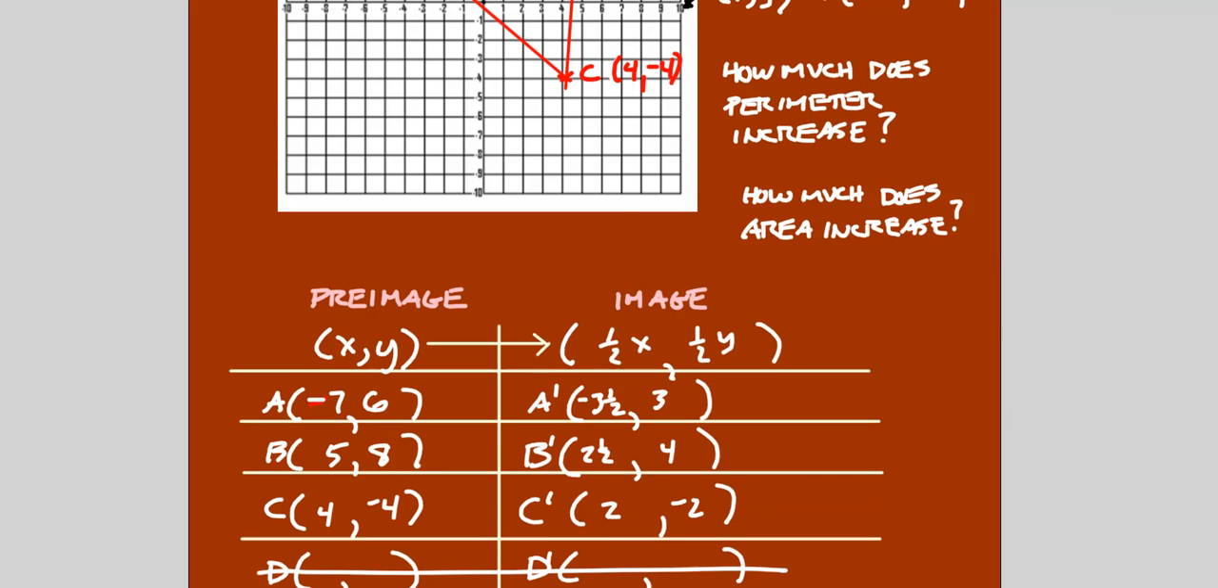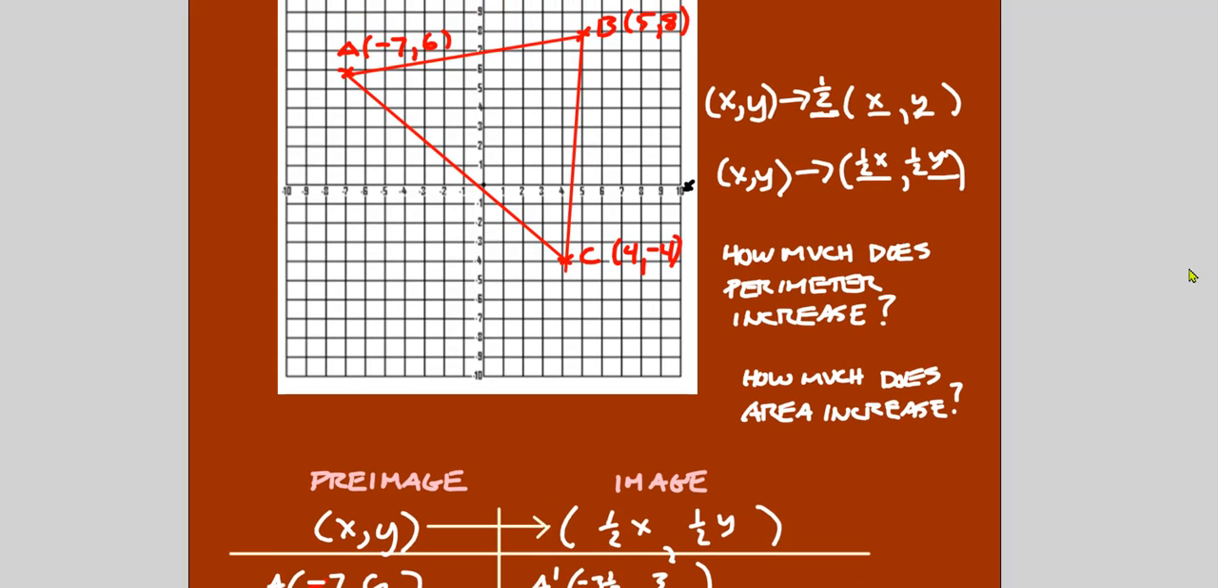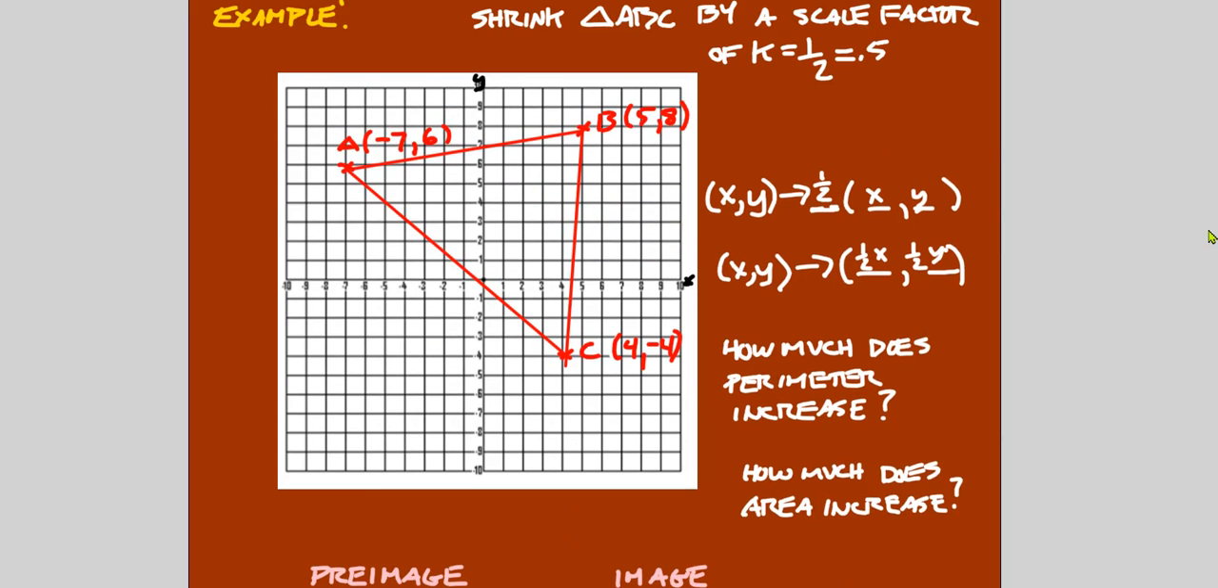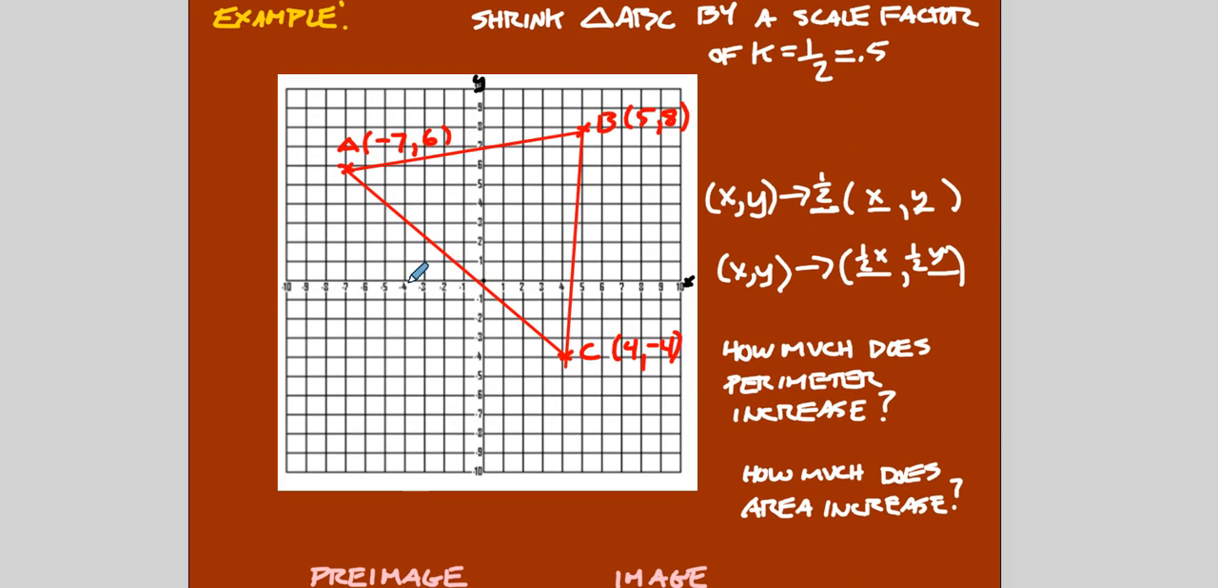So let's start with -3.5, 3 for A prime. -3.5 puts me right here, and then it's 3 up, so that puts me right here. That's A prime. So that is -3.5, 3.